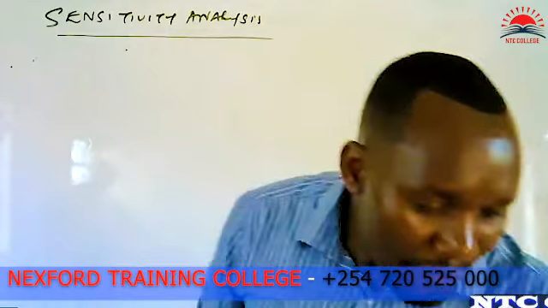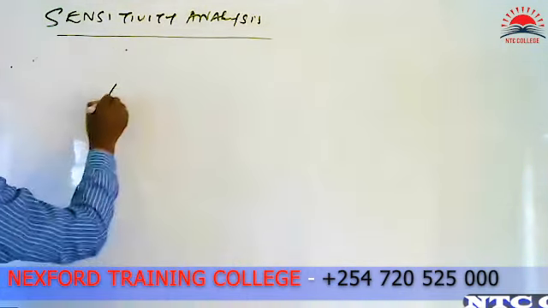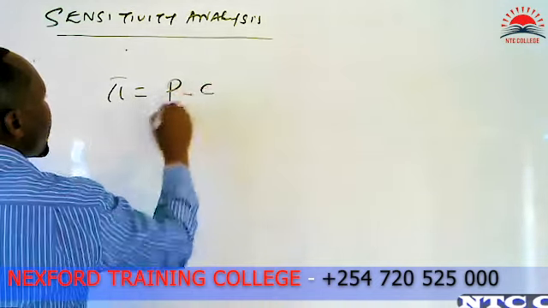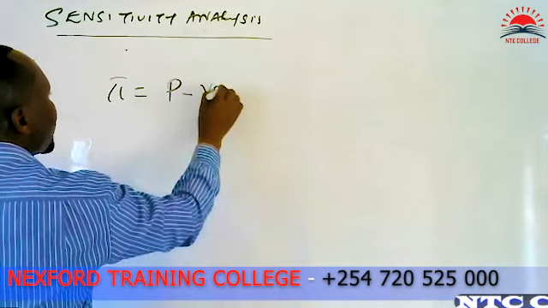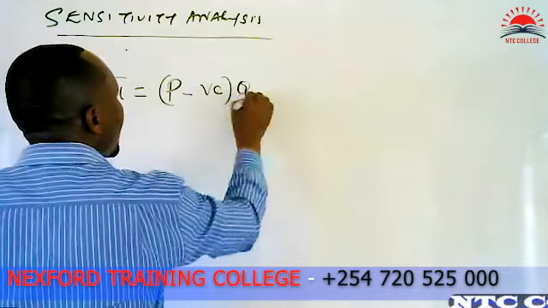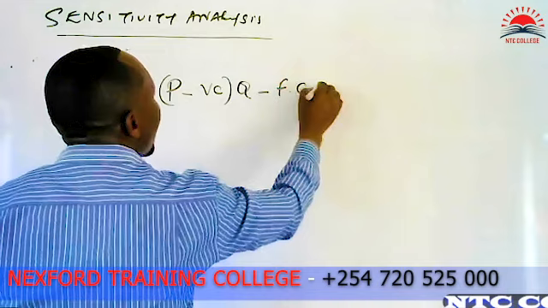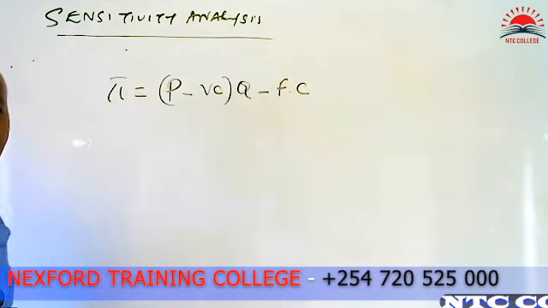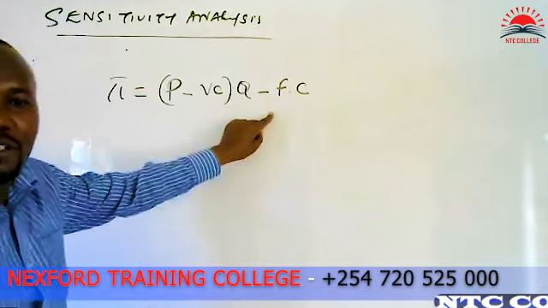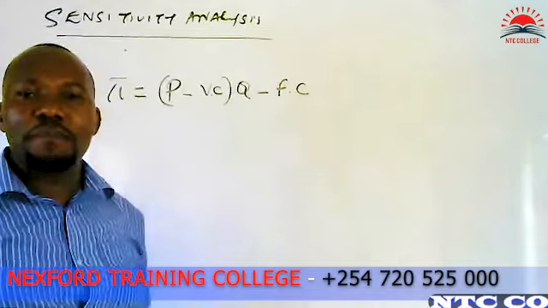So that means that ordinarily, when you want to look at profit, we normally say that profit is equal to price minus variable cost, times quantity, minus the fixed cost. That is what profit is. Now, how sensitive is the profit when you vary the fixed cost? Fixed costs are things that you have to pay. They do not depend on the price.